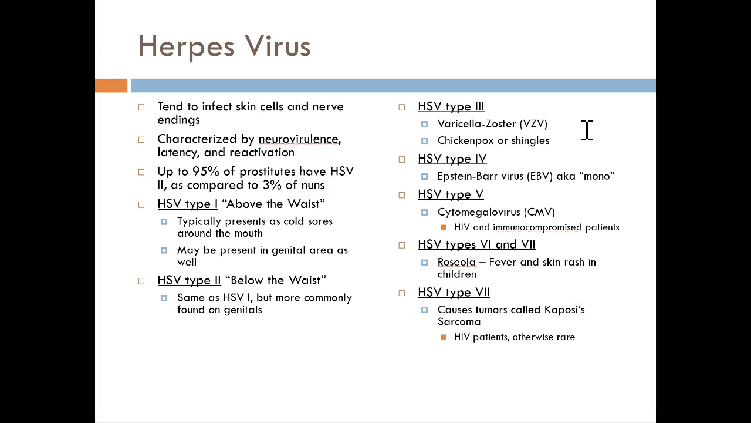HSV types 6 and 7 can cause roseola, which is a fever and skin rash in children. And type 7 can also cause something called Kaposi's sarcoma, which is usually something only seen in HIV patients who have autoimmune deficiency or AIDS. And it's quite rare in any other type of population. It's usually advanced AIDS, where at some point your immune system is shut down so much that this virus is opportunistic in that situation.